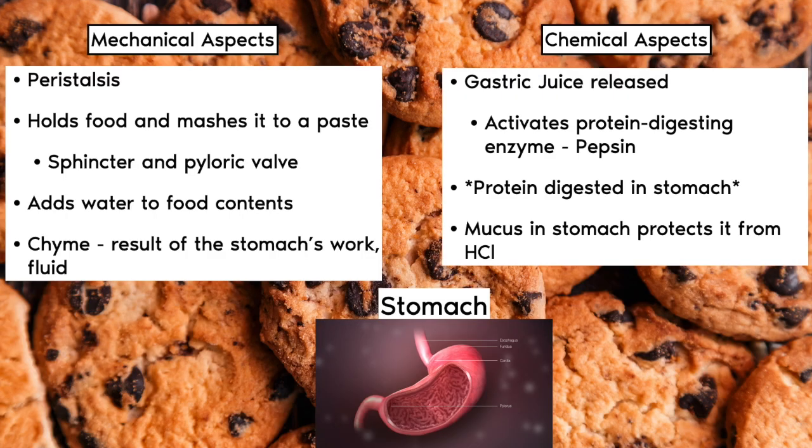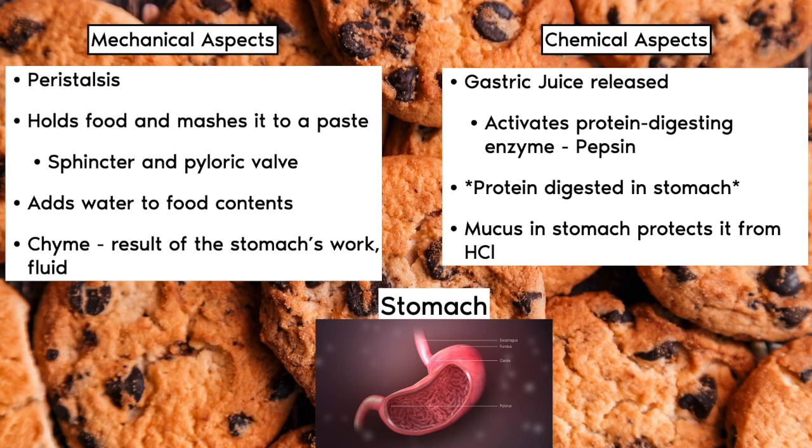Mechanical aspects of digestion in our stomach. The big one is peristalsis, and peristalsis is like a wave-like contraction that pushes food from the top of the stomach to the bottom of the stomach. So the same type of action is happening as food moves down your esophagus. It's a wave-like contraction that's pushing food down your esophagus into your stomach, and then through your stomach into your small intestine.